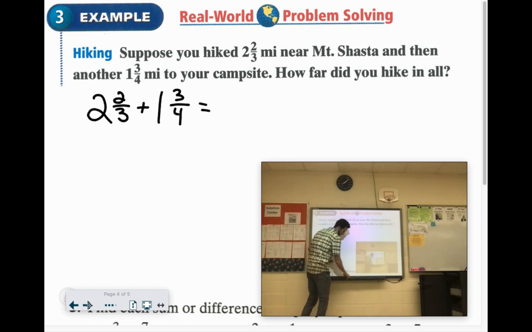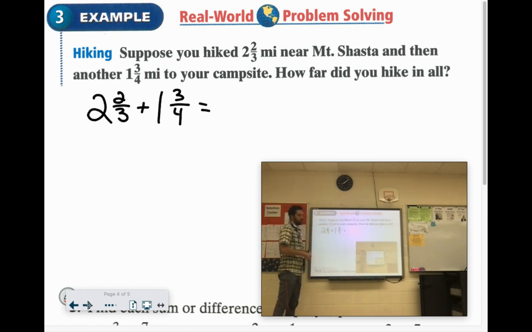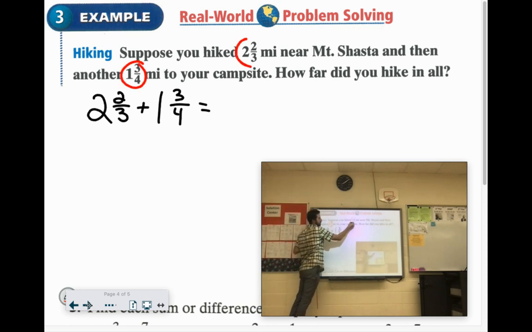So one way is to turn them both into improper fractions and then convert your final answer back into mixed numbers. So if they're giving you mixed numbers in the initial problem, for your answer, you should give them back a mixed number. If they're giving you improper fractions in the problem, then give them back an improper answer.